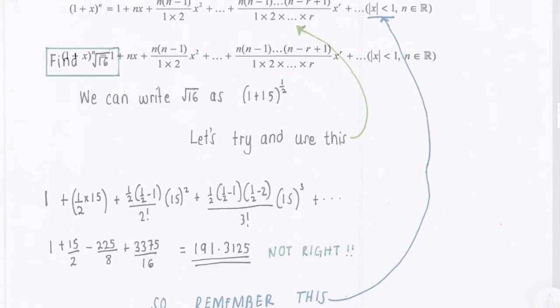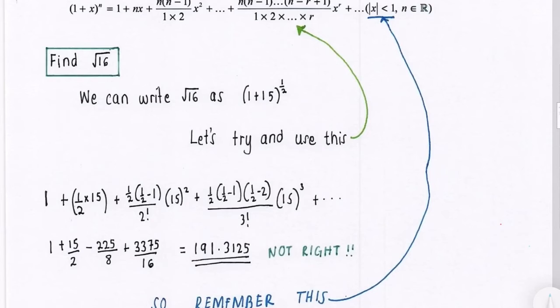can use it. So let's think about this. If we were to find the square root of 16 using this formula, we would write it as 1 plus 15 to the power half. When you sub in 15, which is not between negative 1 and 1 for x, we get this expansion for the first 4 terms. We get 191.3125, which is far from plus or minus 4. So remember this, x has to lie between negative 1 and 1.